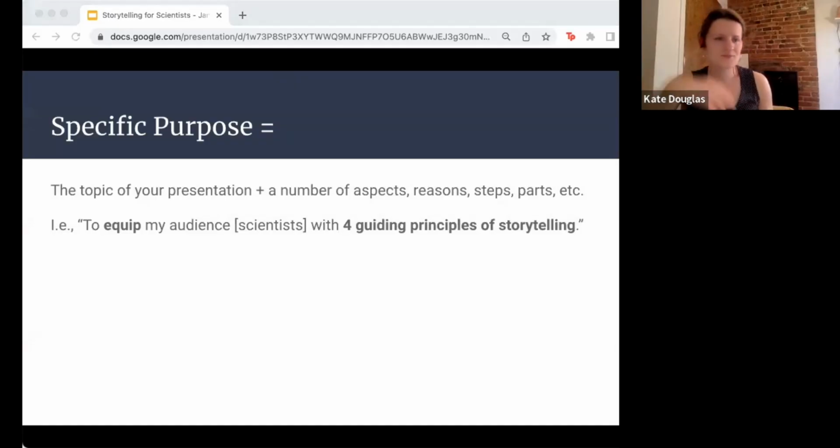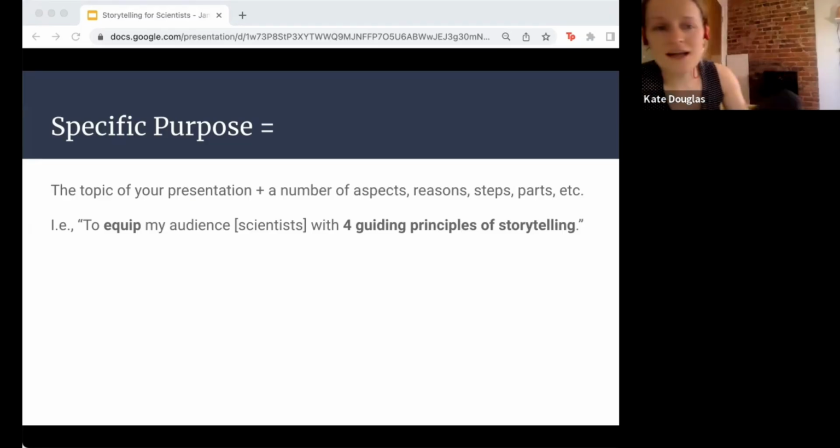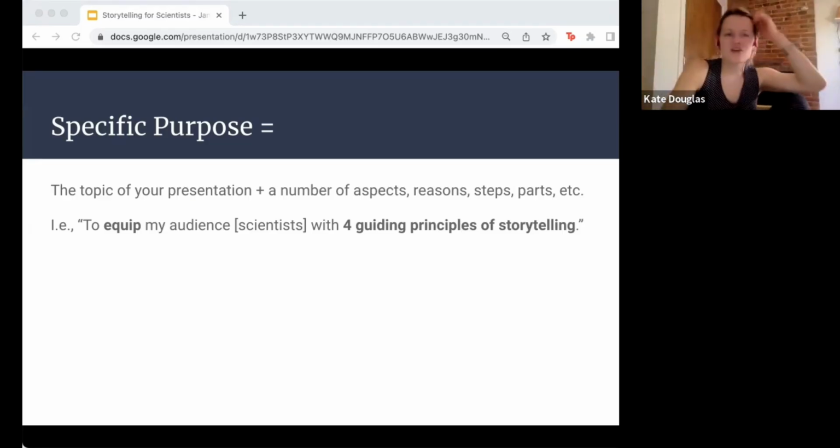So your specific purpose. A specific purpose states the topic of your presentation and includes a number of main points in your speech. All specific purposes start with a verb that directly acts on the audience, like to inform or to persuade. And so for my talk today, a vague purpose would be, I'm going to talk about storytelling, but a specific purpose would be to equip my audience, which are a group of master naturalist scientists, with 4 guiding principles of storytelling. So your specific purpose may start with to inform or to persuade.